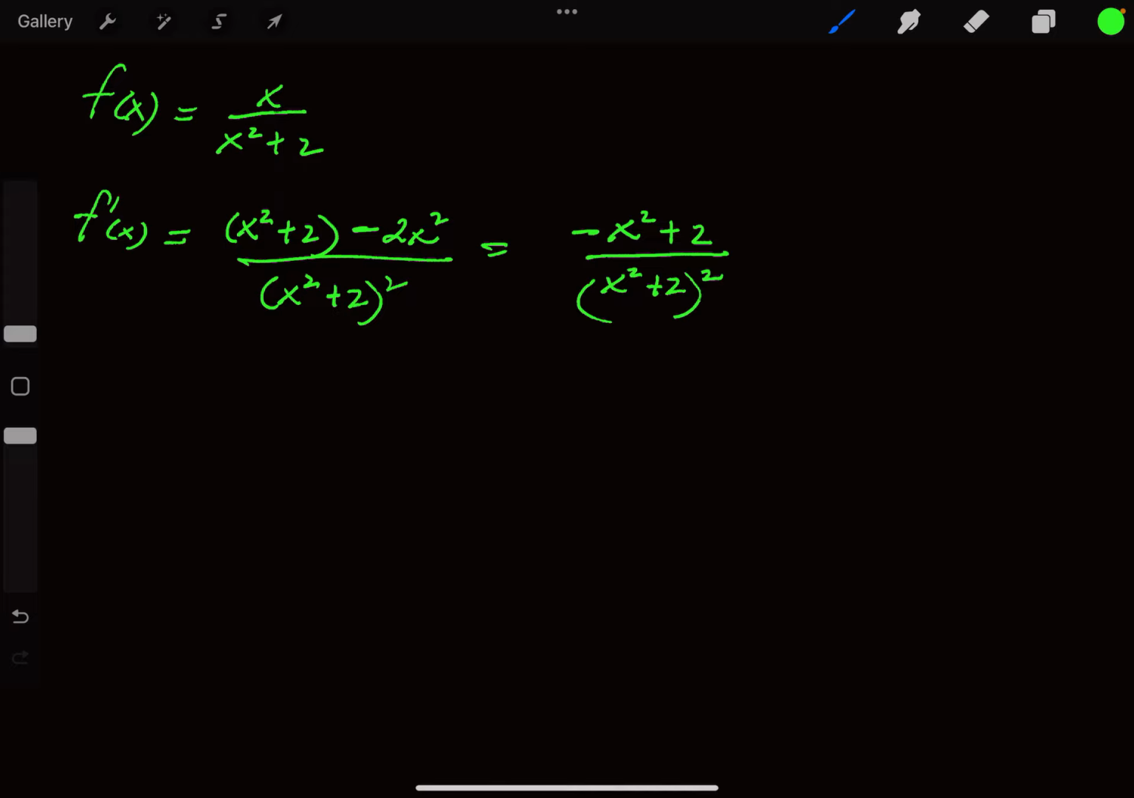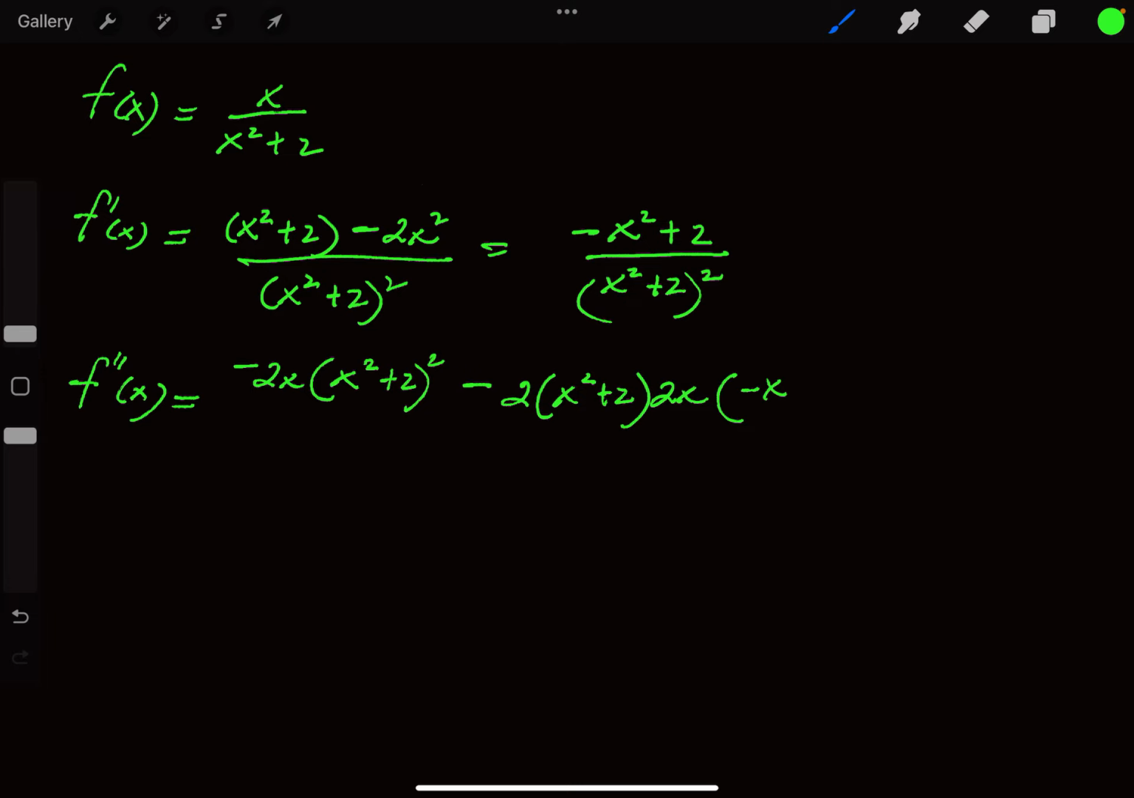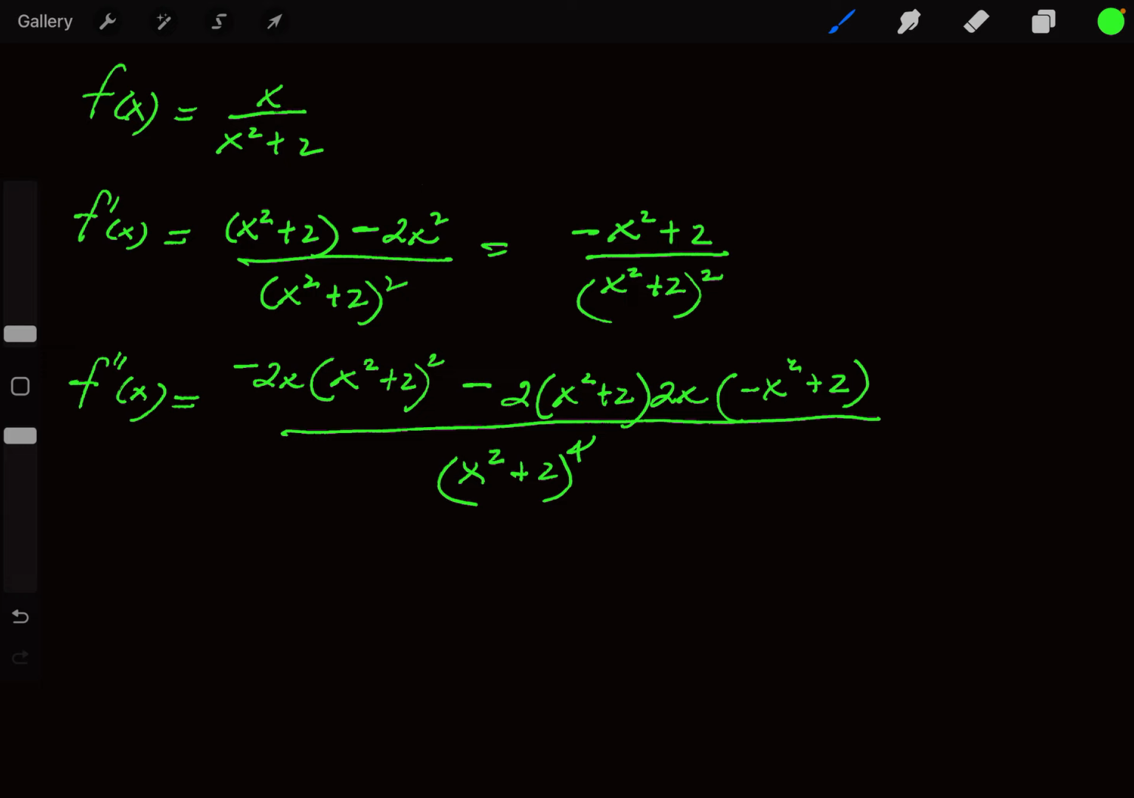And again, I'm going to have to do quotient rule on this. I'm just going to have to take my time. The derivative of the top is negative 2x now, times the bottom, which is x squared plus 2 squared, minus the derivative of the bottom by chain rule, which is 2 times x squared plus 2 times the derivative inside, 2x by chain rule, times the top function, negative x squared plus 2, over the bottom function squared, which is x squared plus 2 squared, so it's to the fourth. Okay, so be sure you check this, take your time. Maybe I made a mistake as well.